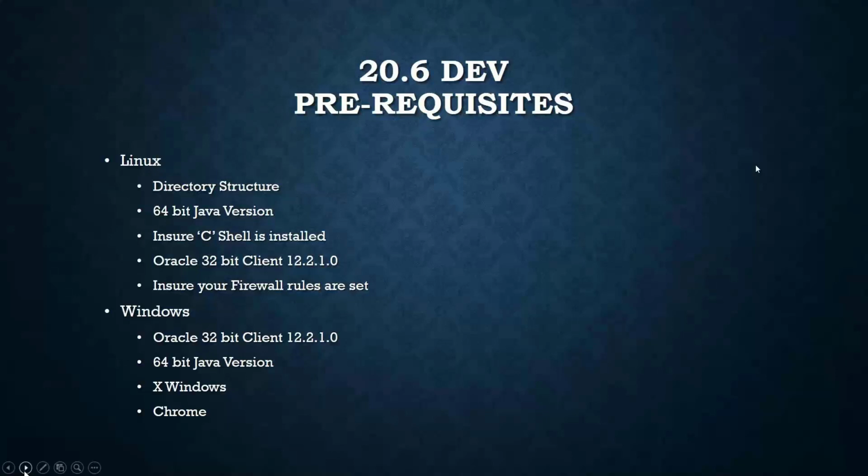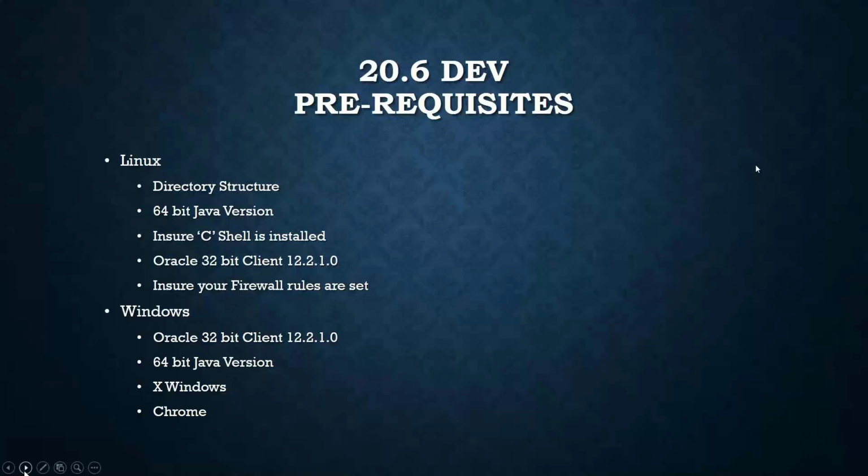I am not a Linux admin, never professed to be. So I have Linux folks do most of the heavy lifting, like getting the directory structure started, mainly the Siebel home directory created, because it has to be created by root, but owned by Siebel. They do the install of the Java version. They make sure that the C shell is installed. And we run K shell mostly.